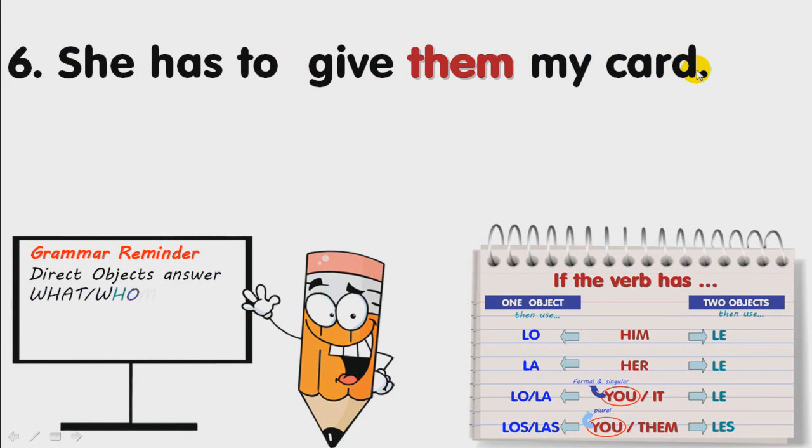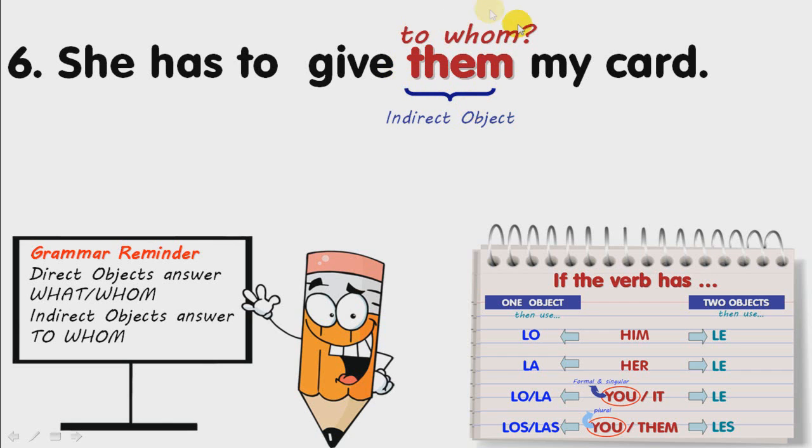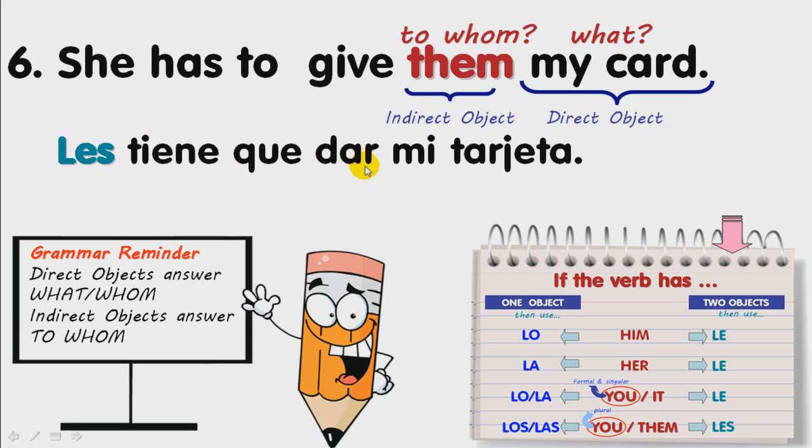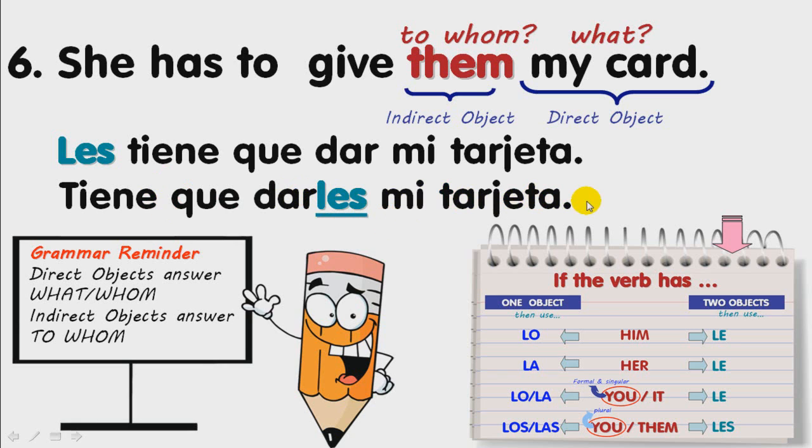She has to give him my card. First, we need to identify the number of objects. Them answers the question to whom, so this is one object. My card answers the question what, so we have another object there. So when we have two objects, we have to use this column. So them would be translated as les. Les tiene que dar mi tarjeta. And as we have two verbs, we have two options. Tiene que darles mi tarjeta.